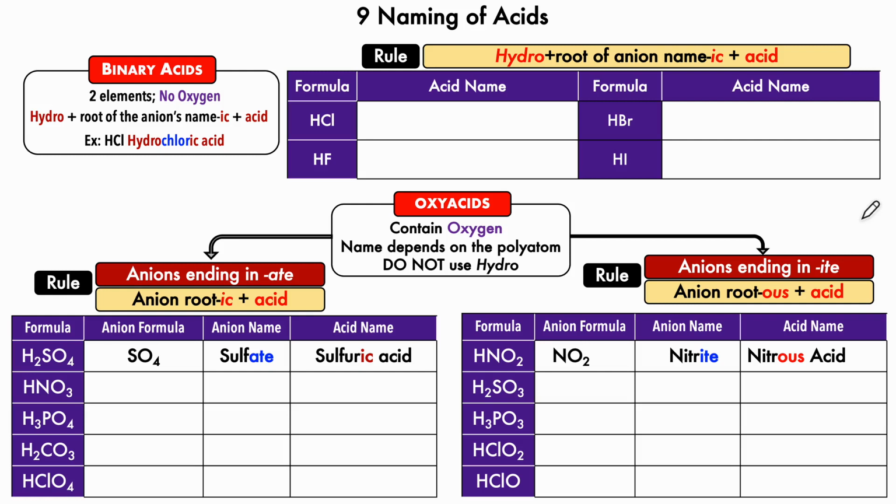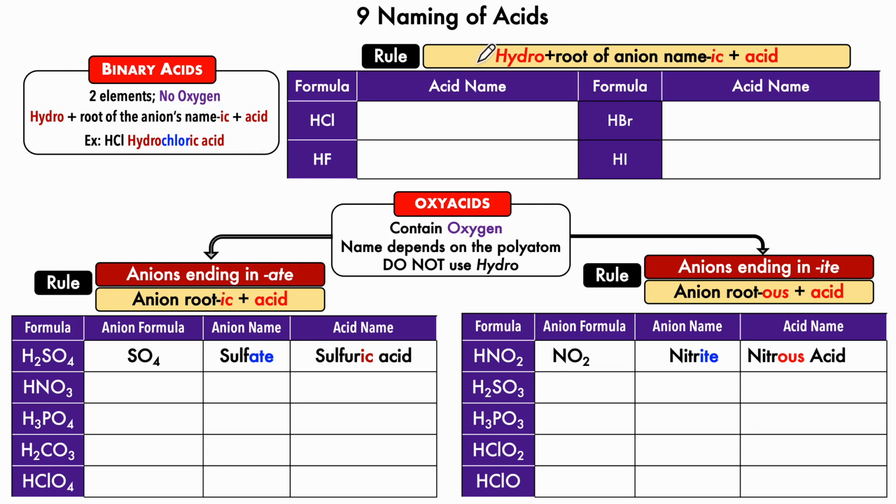In this slide, we will learn how to name acids. All acids contain hydrogen and they produce H+ ions in aqueous solutions or in water. There are two kinds of acids, binary acids and oxyacids. As the name suggests, the binary acids contain two elements only and they do not contain oxygen, whereas the oxyacids do contain oxygen and more than two elements.